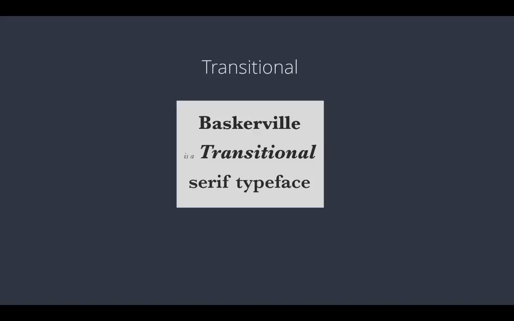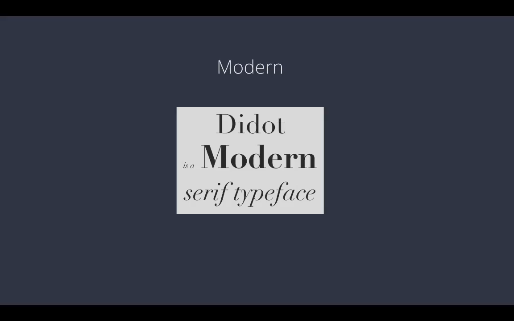Now let's take a look at some modern serifs. These typefaces would include fonts like Didot and Bodoni, and I'm not sure how many of these fonts you guys have actually used, but they have a much more pronounced contrast between the thin and the thick lines, and have a vertical stress and minimal brackets. These date back to the late 1700s.